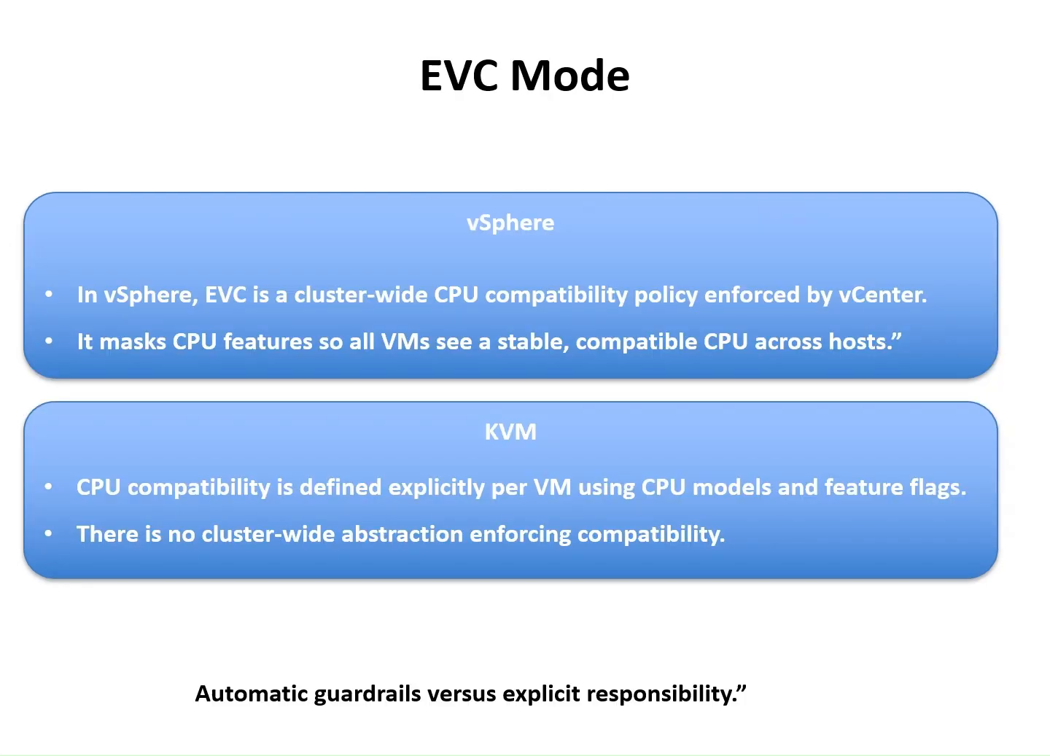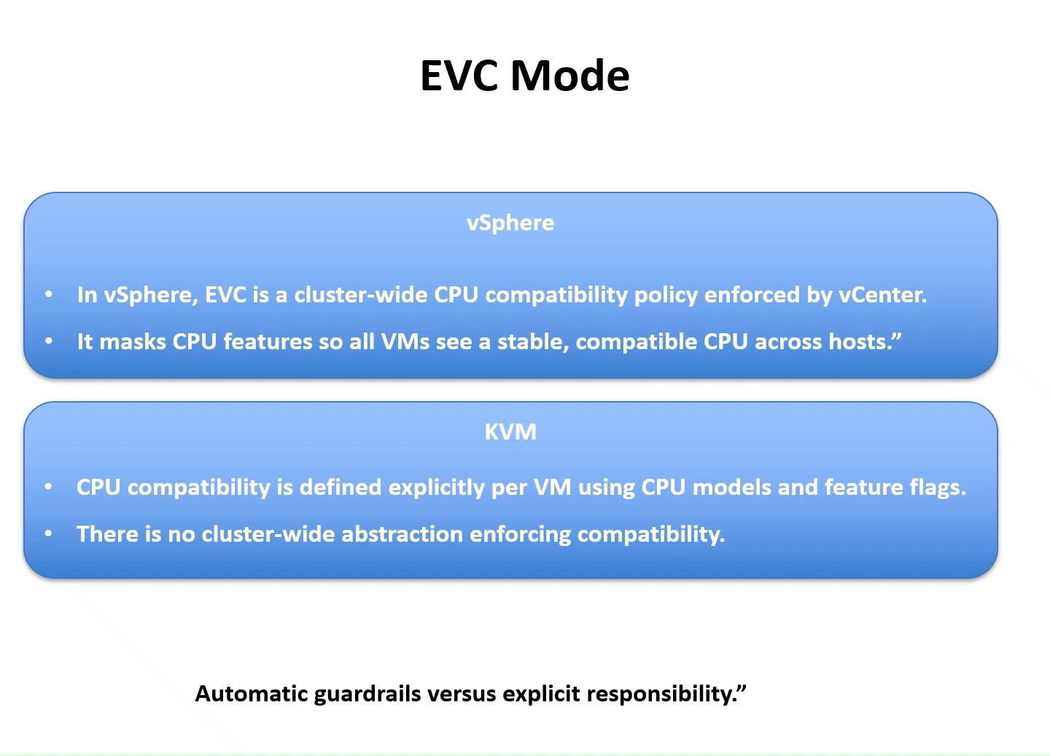Let's zoom in on one specific piece of that workflow, EVC. In vSphere, EVC is a cluster-wide CPU compatibility policy managed by vCenter. When you enable EVC, you select a baseline CPU generation, and vCenter ensures that every VM in the cluster sees only that baseline. Even if some hosts are newer, this masking happens before the VM ever boots. From the guest point of view, the CPU never changes. That's why vMotion feels safe and predictable. CPU compatibility is enforced globally ahead of time.